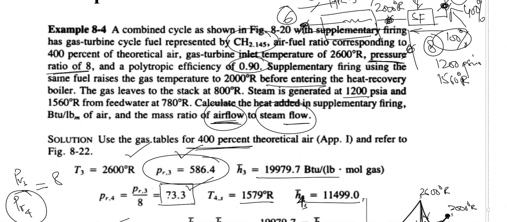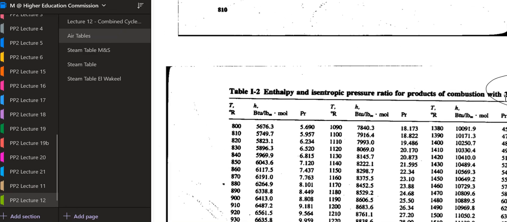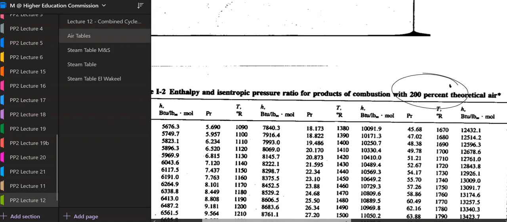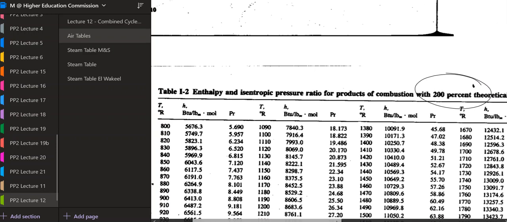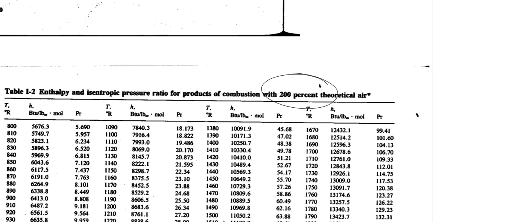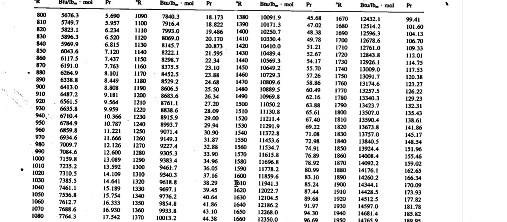So let's check the air table. That is the enthalpy at 400%, but that is the enthalpy at 200%. So I do not have the enthalpy table for 300% theoretical air. So I would assume that at state 5 I have 200% theoretical air, as there was combustion and there might be some other factor as well. The assumption is based on not having a table for 300%. If I did have it, I would use that one. So 200% theoretical air and a temperature of 2000 degrees Rankine.